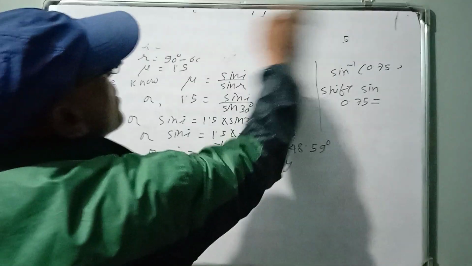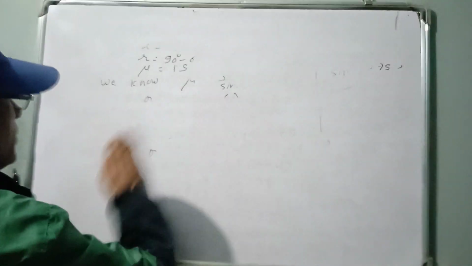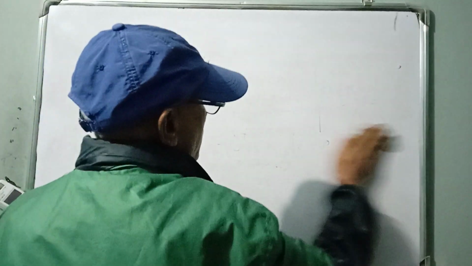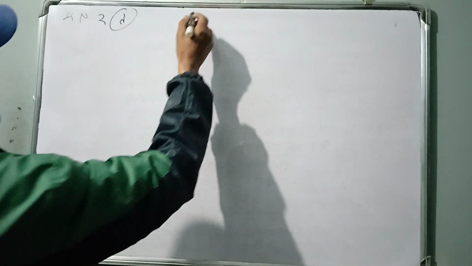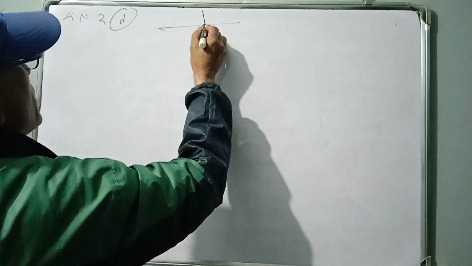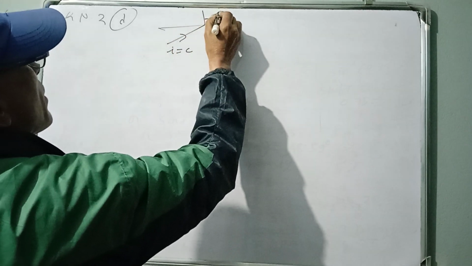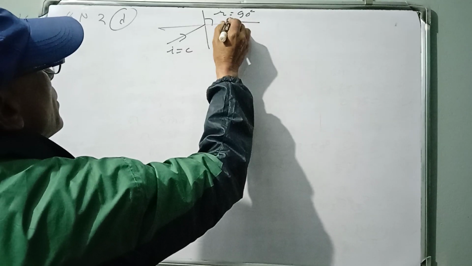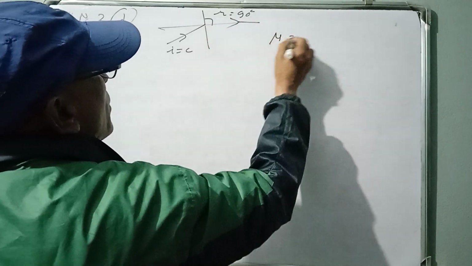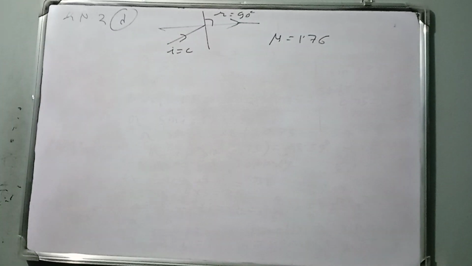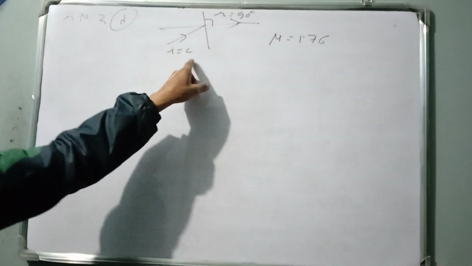Question number 2D. Here I equals C. This is angle of refraction is 90 degrees. Mu equals 1.76. That is the value. The angle of incidence, what you have to do? This is the critical angle.